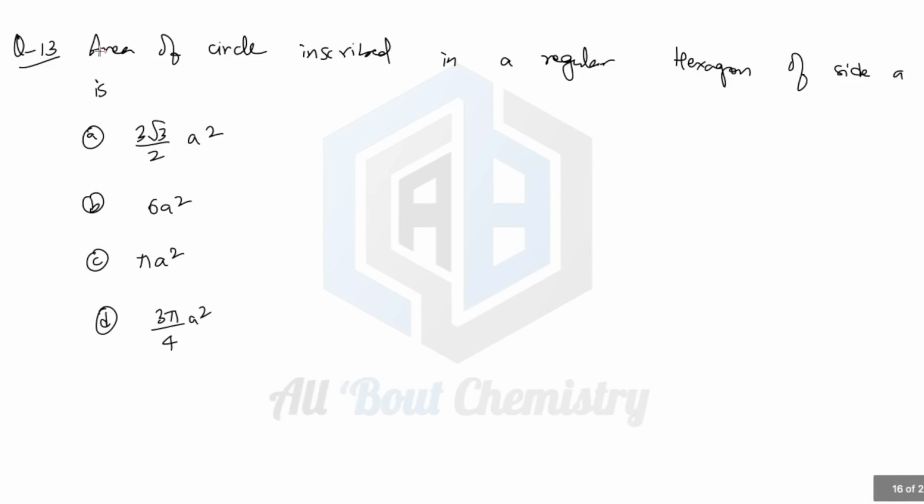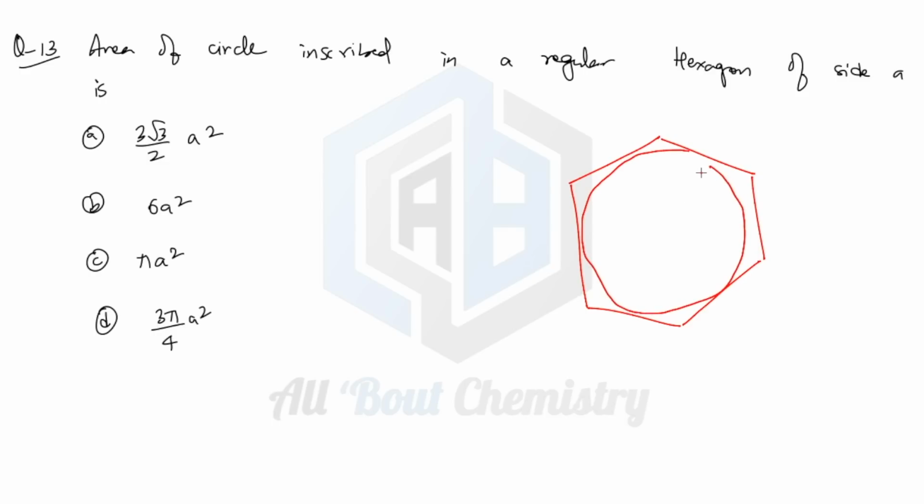Okay, the next question was about the area of a circle inscribed in a regular hexagon of side A. So to solve this question, first of all you have to understand what we are trying to do. This is a regular hexagon and there is a circle which is inscribed inside it. Now just see that if this is the center, and the regular hexagon is of side A, so if this is A, of course this also is going to be A, you know that, because this is going to become an equilateral triangle.